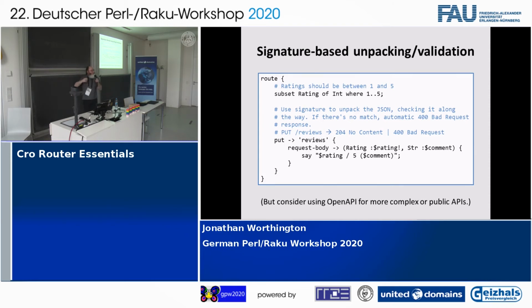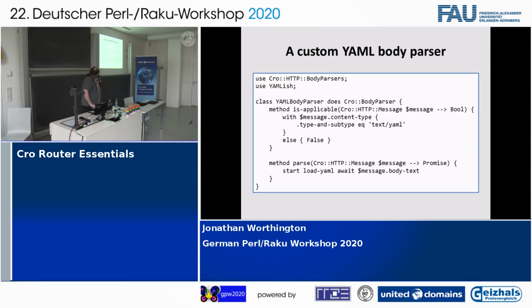Of course, if you're doing something public-facing, you might want to use OpenAPI instead, so you've got a nice schema to give people. But yeah, this is a way of quickly getting a bit of validation in there. We can also plug in custom body parsers. This is a YAML one. It says it's applicable if there's a content type, and the content type is text YAML. And then all it needs to do here is return loading the YAML.